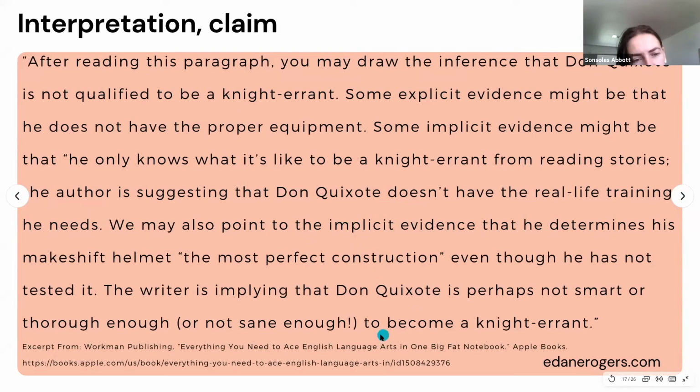Let's see. You want me to read this one? Or do you want to read this one again? If you want, I can try.